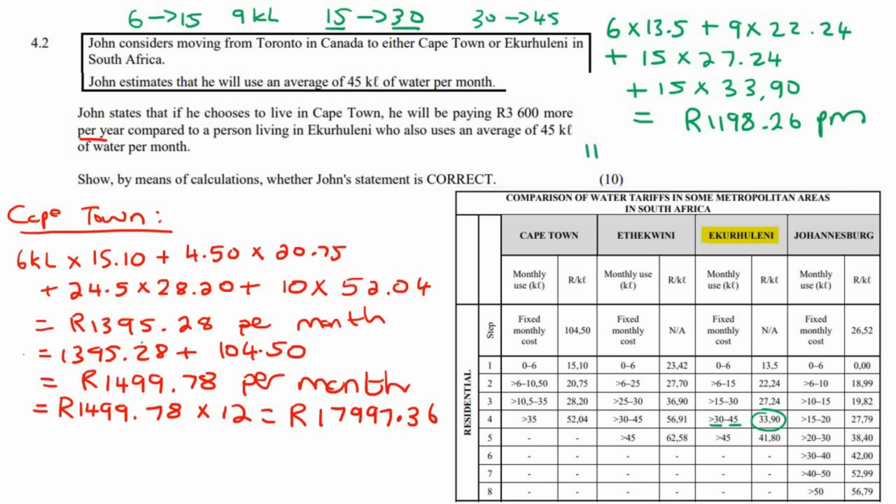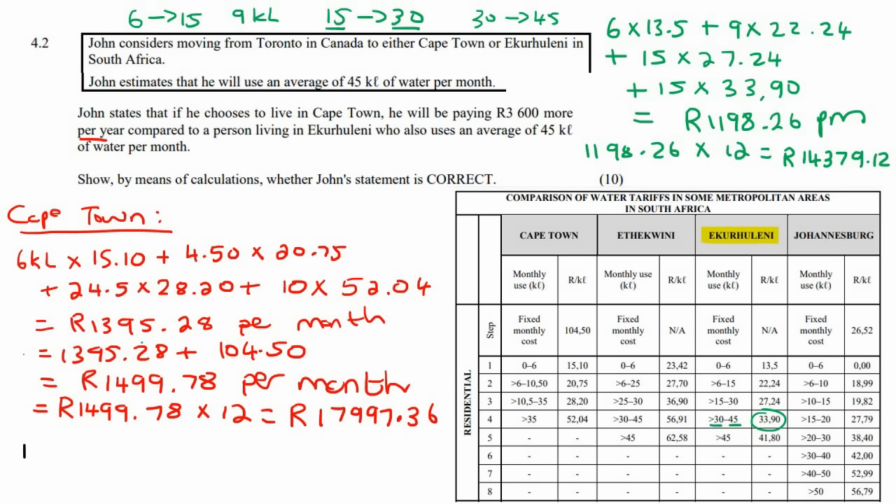So we need to work that out as a year. So you just multiply that by 12, and that's just over 14,000 rand, 14,379.12. So that is how much eKoshaleni would be per year, and this is how much Cape Town would be per year. Now, John says, so Cape Town is more expensive, but John says that it would be 3,600 rand more. So let's see if he's correct, or maybe he's being a little bit dramatic.